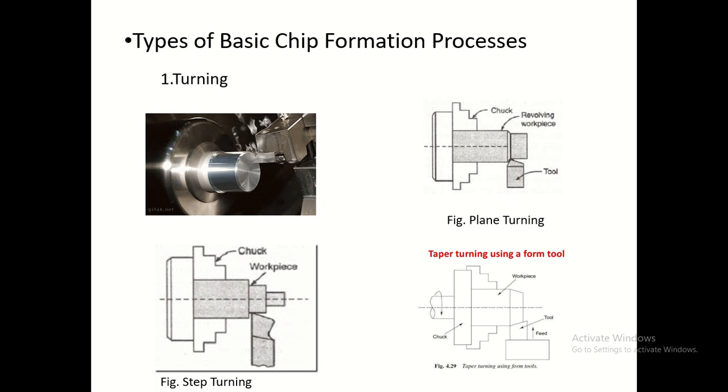Finally, taper turning. Taper turning is used to produce a taper surface on the workpiece. For this purpose, we use a form tool. This tool is fed to the workpiece and forms the taper surface. This is not a single point cutting tool. In the other processes there is a single point cutting tool. See this video. This is a single point cutting tool. It continues feeding to the workpiece, and the workpiece is rotated at a certain RPM and these chips are formed.